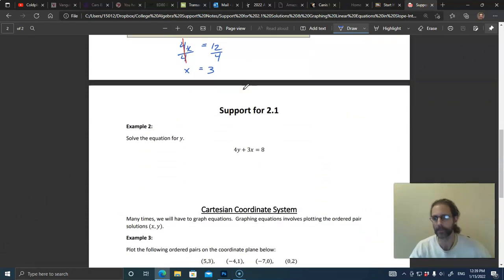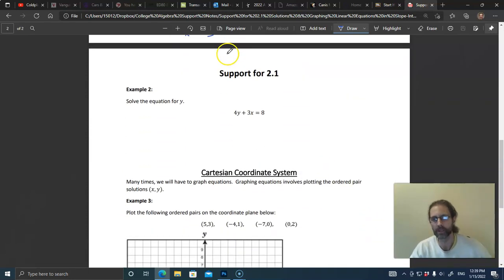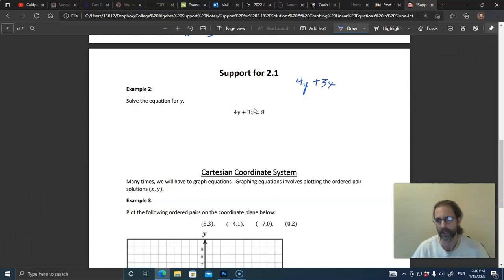All right. The reason this is important is because in section 2.1 we're going to have to graph an equation like this. And guys, the easiest way to graph, and you'll see why later, is whenever this equation is solved for y. So what that means is, instead of having it written like this, 4y plus 3x equals 8, we want to move some of these terms around so that we just have the y on the left-hand side and everything else on the right-hand side.